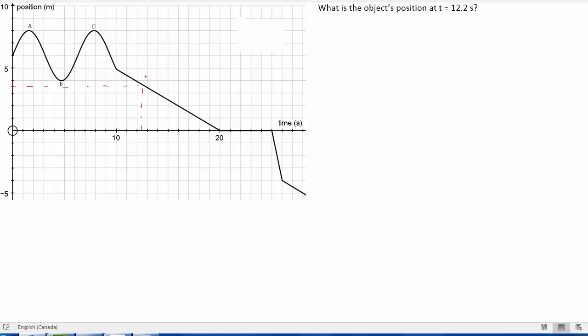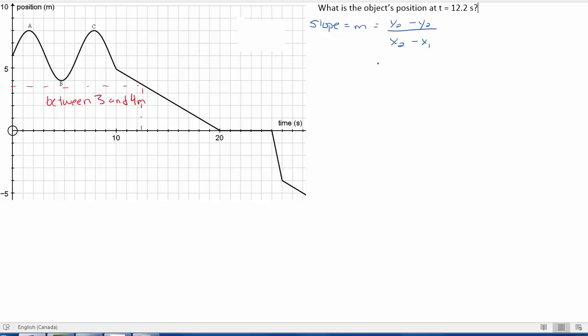graph. So having a look at this graph here that we examined last week in class, we may want to ask the question, what's the object's position at 12.2 seconds? You can see me marking here on the screen that 12.2 seconds looks to be somewhere shown in red. And if I work that back over from the line itself over to the position axis, it's somewhere between 3 and 4. It looks pretty close to 4 to me, but that's not good enough.